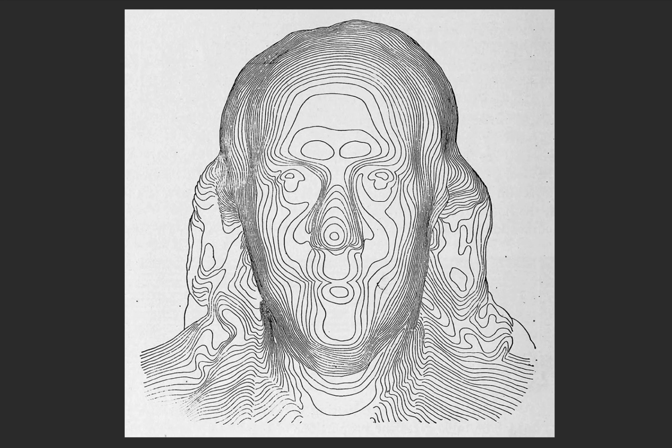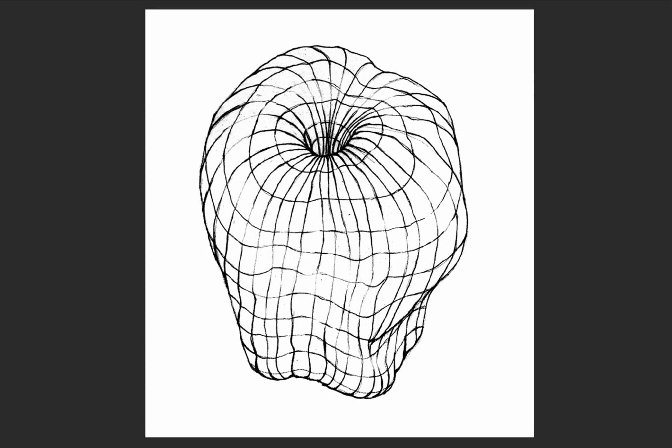You know, here's a picture of Benjamin Franklin. Like, how do we know that's him? This is basically a topographical map. So these are all of these contour lines of where lines lay on the form.